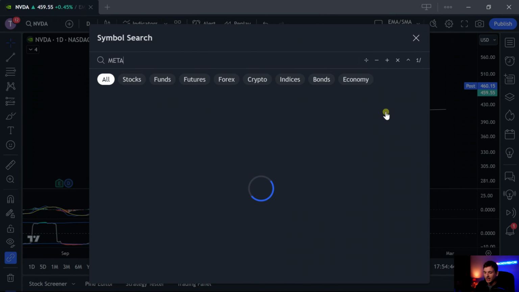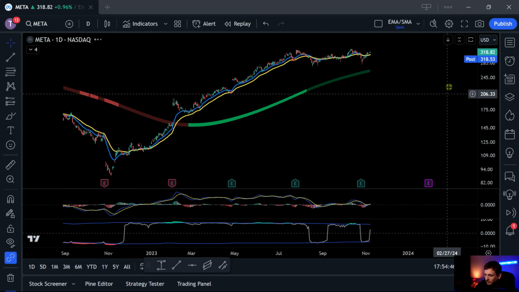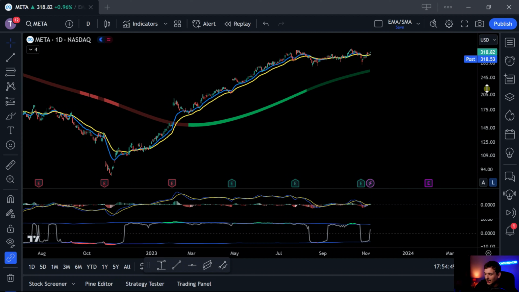Let's go to Meta real quick. Now, what's really interesting is, Google, Meta, Apple, Facebook, Nvidia, I think there's 7 total, are holding up the stock market pretty much by itself. And those are really the only ones.